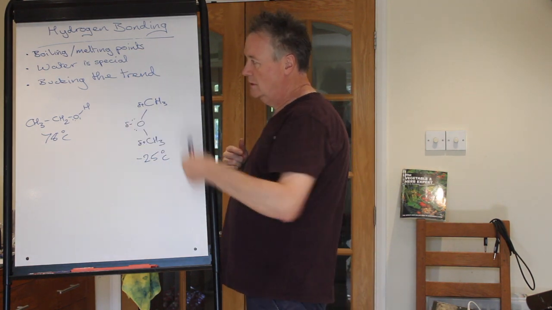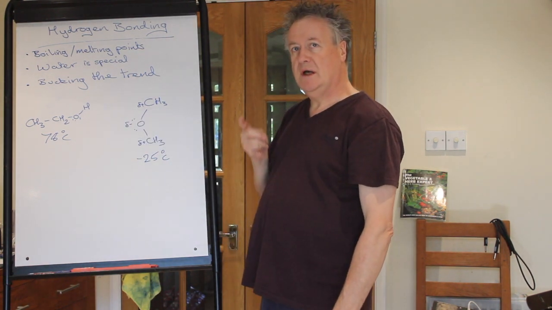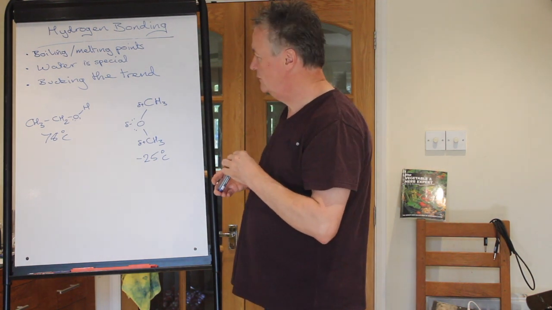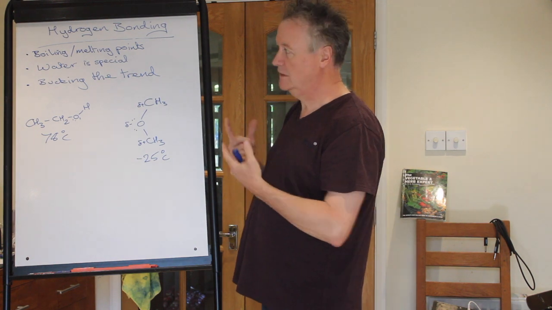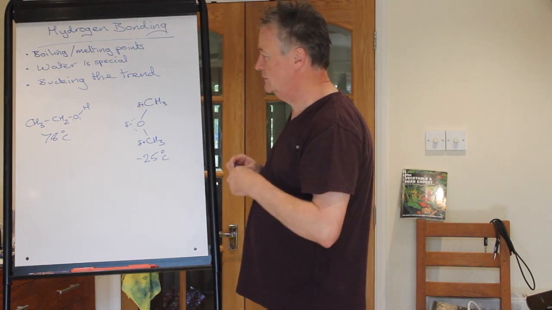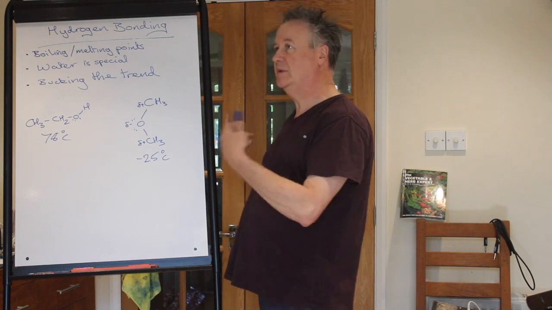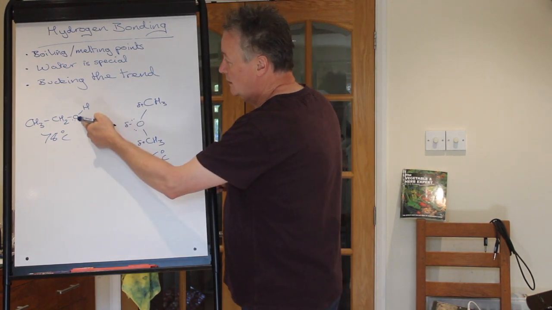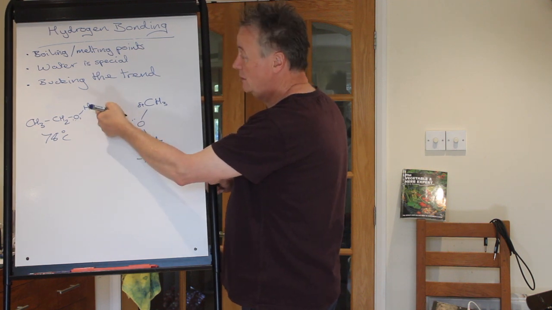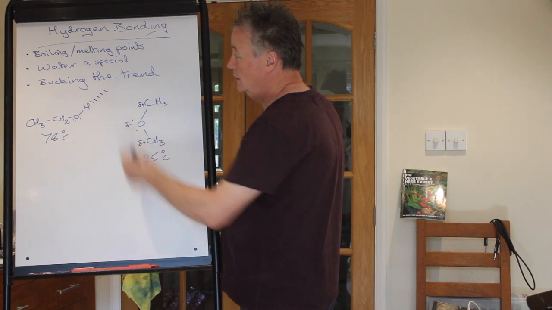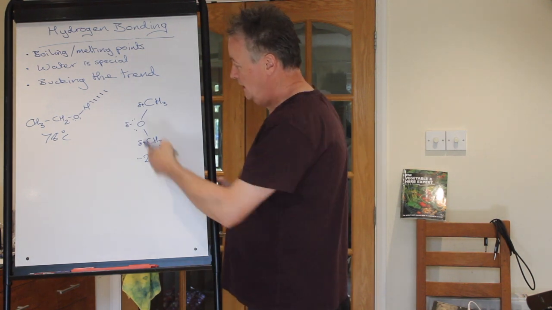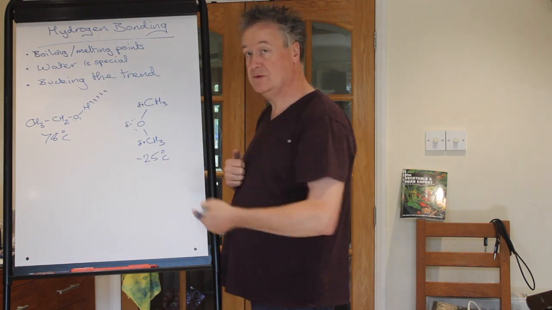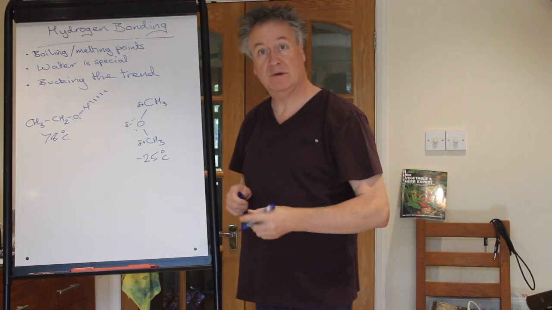Now, in terms of the instantaneous induced dipole forces, they should be the same because they've got the same molecular mass and the same number of electrons. So clearly there's bonding between the molecules, which is the explanation for the melting and boiling points. Ethanol: NOF, polarised hydrogen, hydrogen bond straight on. Here, these three hydrogens are not polarised, no hydrogen bond, massive difference between the two.